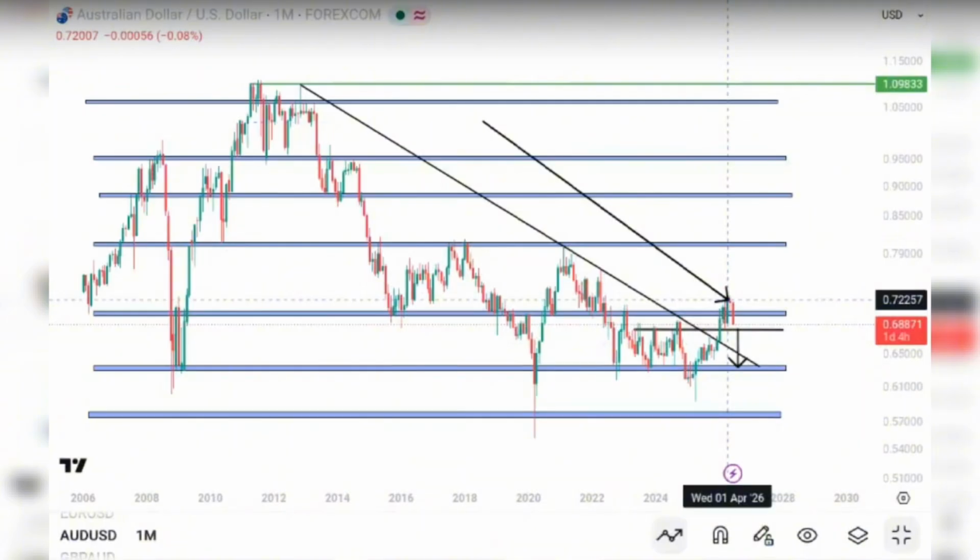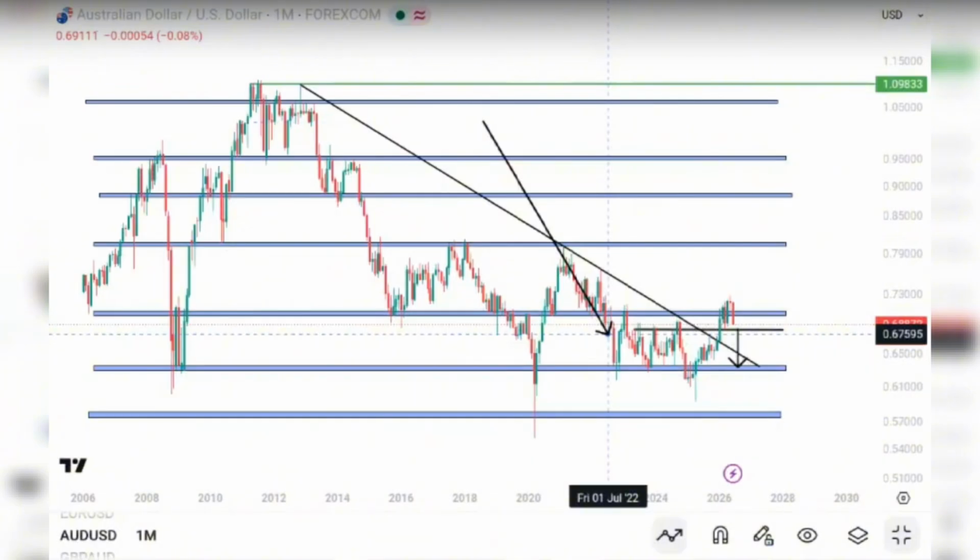So what I'm basically looking out for is that I've been able to come to the weekly. Okay, let me just go to the weekly time frame instead, so that you can see it better.